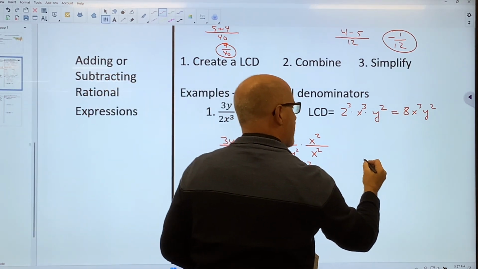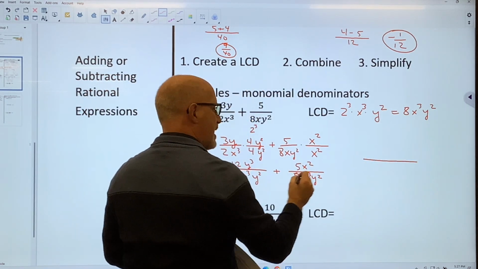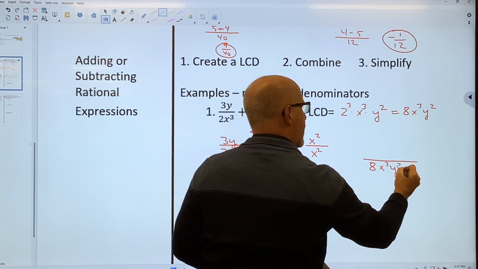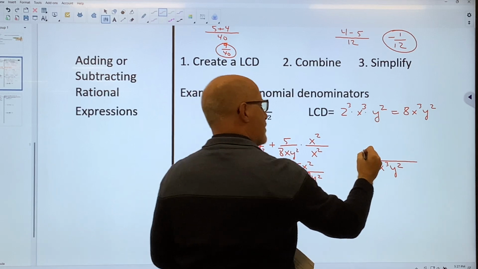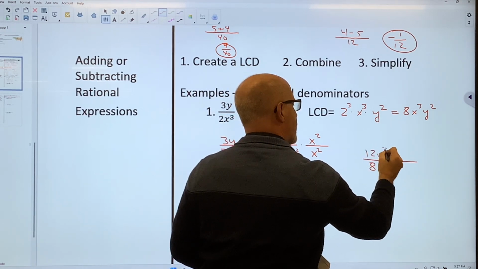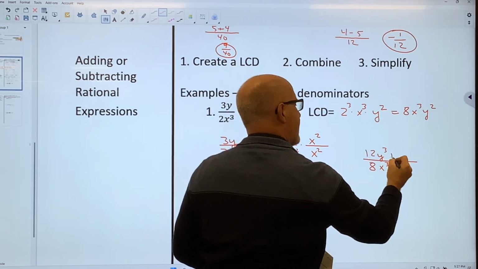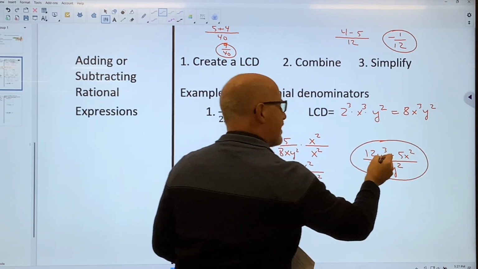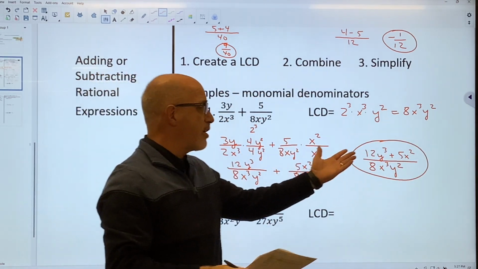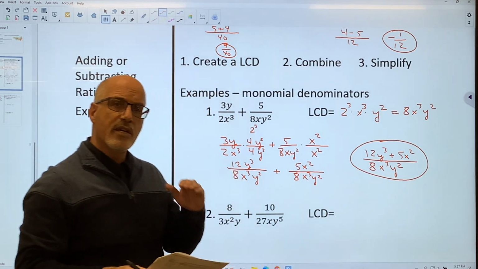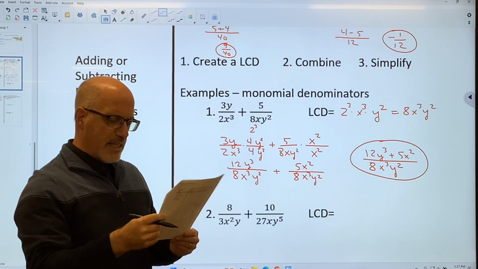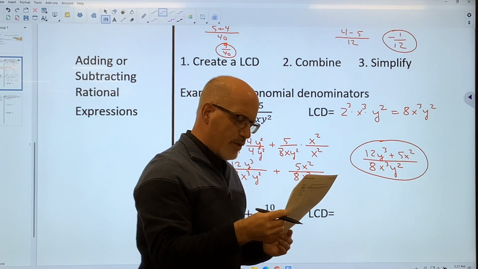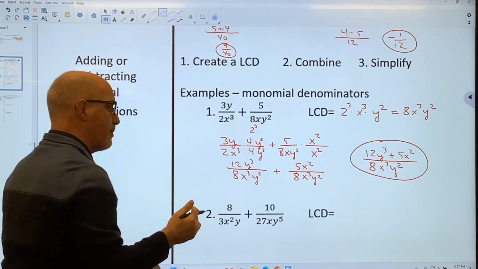So now I've got the common denominator. When I add them, I'm going to list it over that common denominator, 8x cubed y squared, and that's going to be my 12y cubed plus 5x squared for my final answer. Nothing here factors. I can't factor out a common factor to reduce. So you do look to see if there's something that they have in common that you might be able to factor out and reduce with the denominator, but there is none.